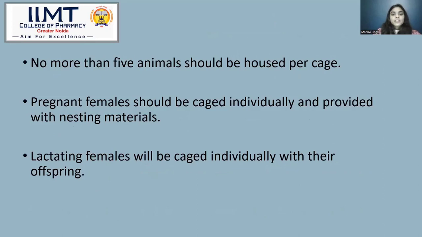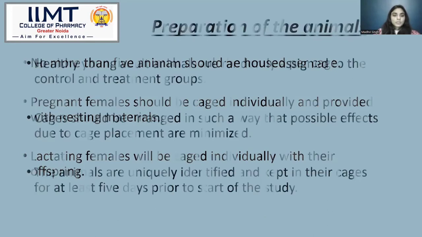No more than 5 animals should be housed per cage. Pregnant females should be caged individually and provided with nesting materials. Lactating females will be housed individually with their offspring.